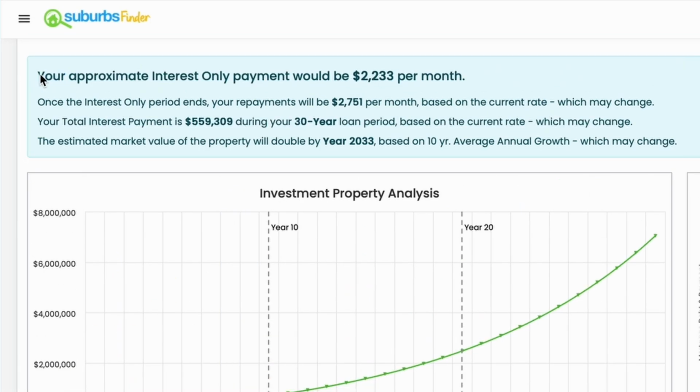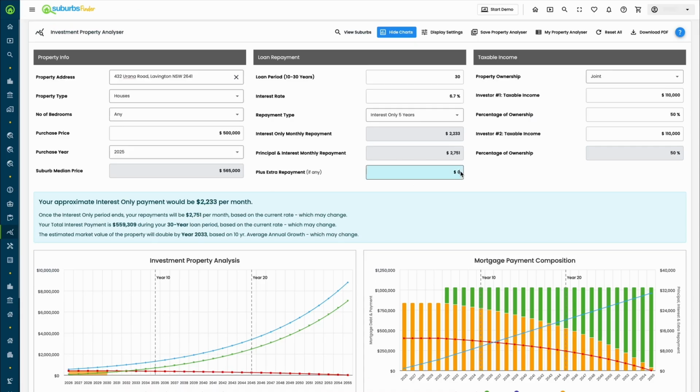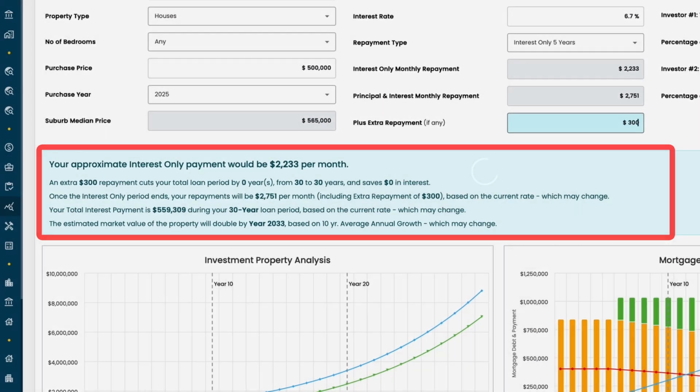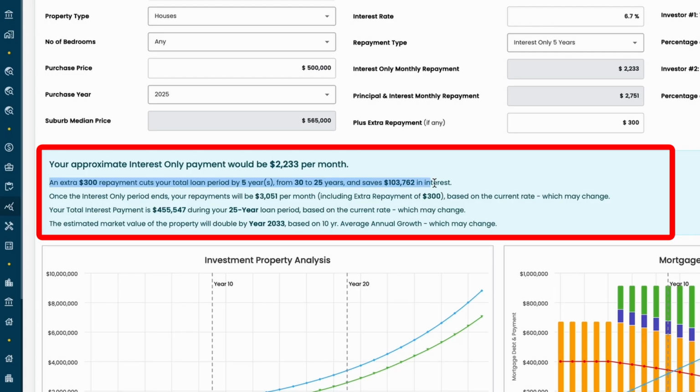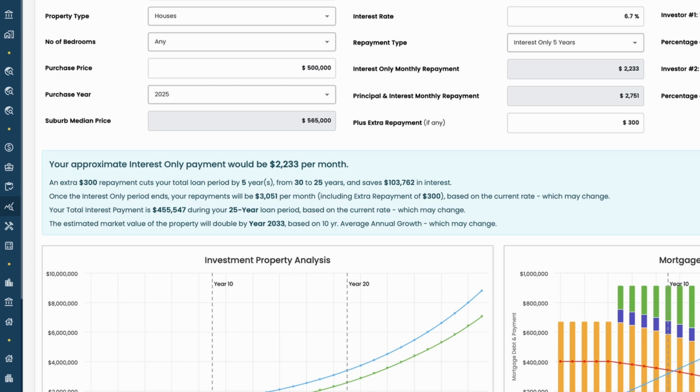It spells out your repayments today, what happens when the interest only period ends, and how much total interest you'll pay. Add an extra repayment and it even tells you how many years you shave off your loan and how much interest you save. It also shows when the property is likely to double in value based on the 10-year average growth you entered. This is where you see the impact of extra repayments, interest costs, and growth all in one snapshot.